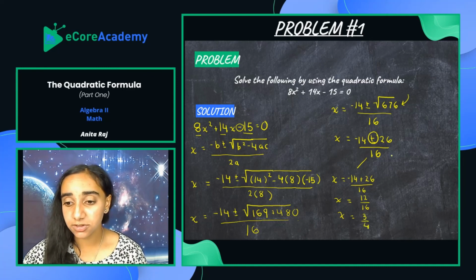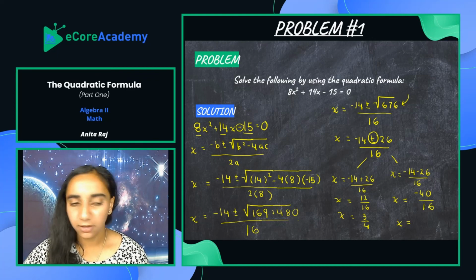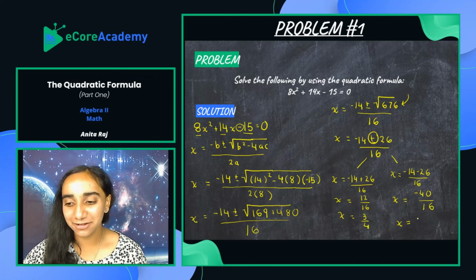There's also another solution. What if 26 is negative? So x is equal to negative 14 minus 26 over 16. So that's the sign change. Negative 14 minus 26 is negative 40 over 16. And if we simplify that, if we divide both the top and bottom by 8, we get negative 5 over 2. So you can just leave that like that.